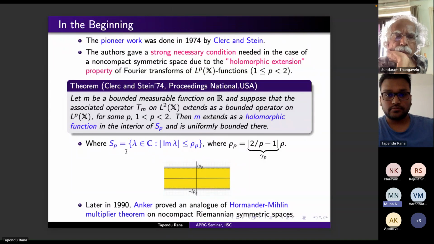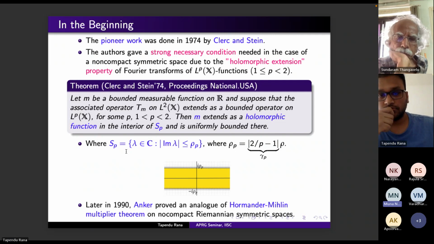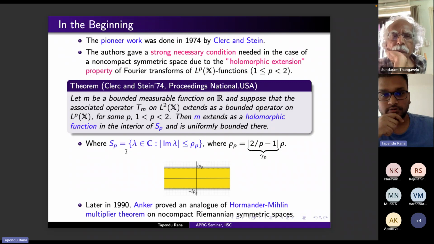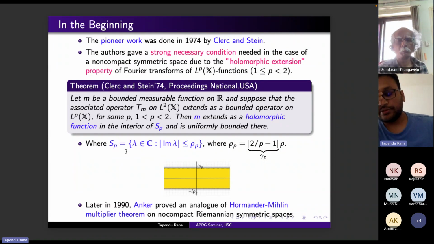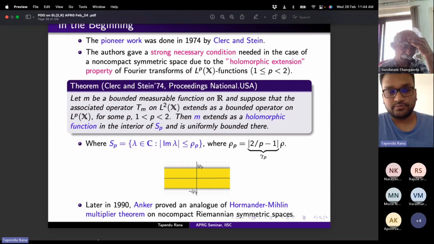Later in 1990. So I have a small question here. Inside the interior of the strip, it is holomorphic. Yes. But I think it can be continuously extended to the boundary itself. No, can be means what? We are talking about a necessary condition. So m extends as a holomorphic function in the interior of S_p. It is not necessary that it has to be extended holomorphically to the boundary. No, you are not getting my question. I am asking, is it continuous on the boundary? It doesn't say anything on this. I think this uniform boundedness will give that. Yeah. You can surely say that the derivatives of this multiplier may not extend continuously to the boundary. So I will come to that when I mention the Ionescu result.